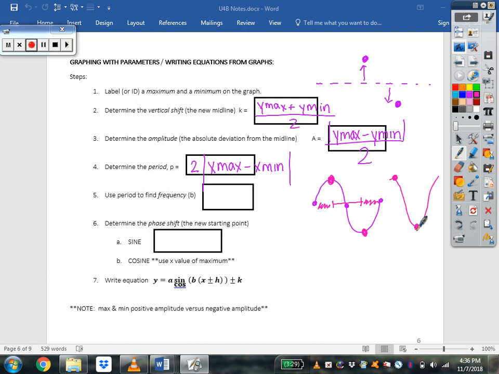It's a little bit easier to visualize on a cosine graph, because if you think about it, a max to a min is exactly halfway through what you're doing, and then you're just multiplying it by 2. So once you have that period, you're able to find your frequency using that peanut butter pie analogy. B times B equals 2 pi, peanut butter pie.